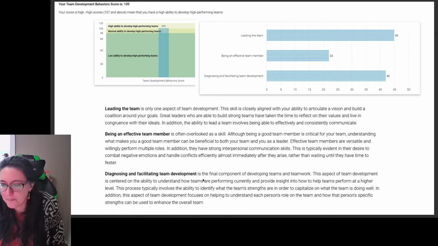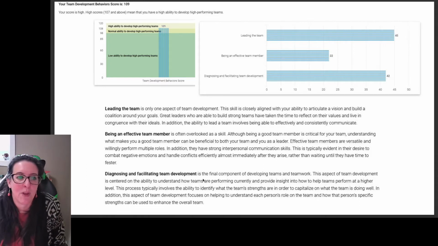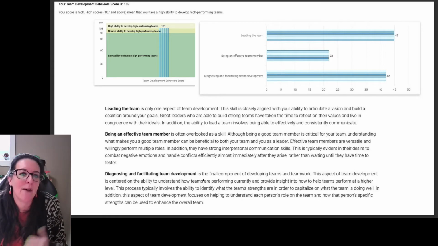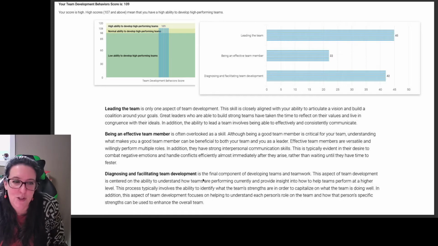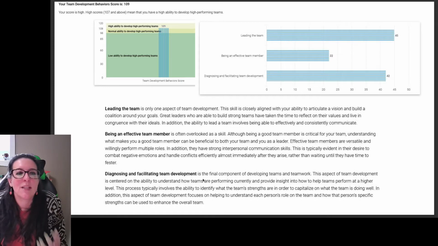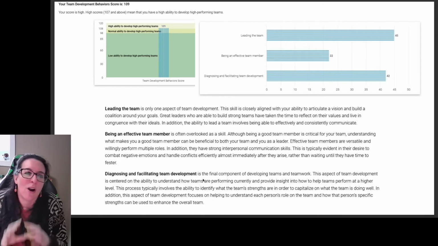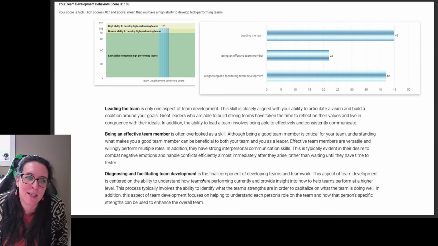That's the first one. And then how are you in terms of being a member of the team? Are you versatile? Are you willing to perform multiple roles? Do you have strong interpersonal communication skills? Do you have a desire to combat negative emotions and handle conflict? If you are one who tends to avoid conflict or high emotional experiences, then you're going to notice a lower number in terms of that effective team member.